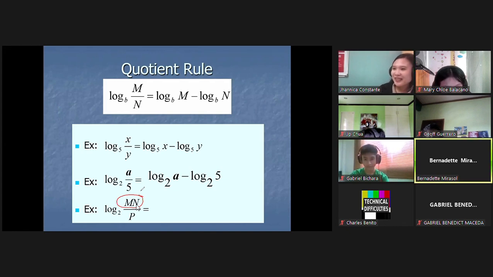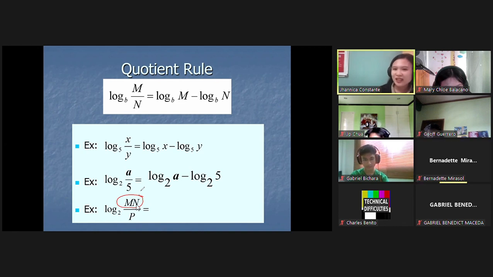Log a mn. The first rule is the product rule. So to expand this function, we need first to expand this argument that we have, which is mn, using the first property that we have, which is the product rule. So let's expand first this mn.